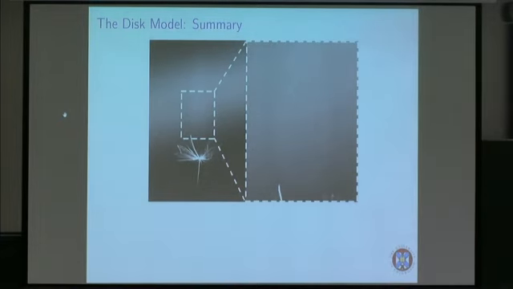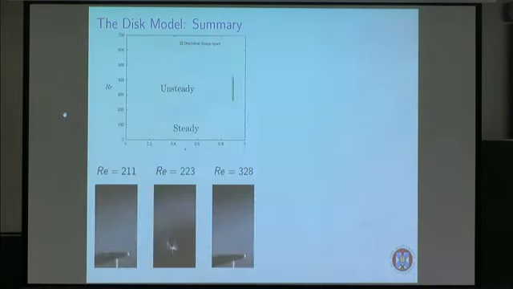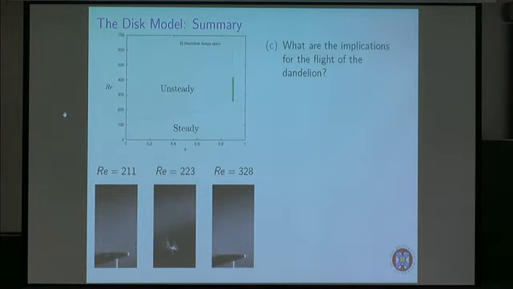But all previous models of the dandelion assume that each filament just acts independently. So, to summarize, can the filaments be treated as independent bodies? No, they act together. Is the filament's diameter the dominant length scale? I say no here, but obviously I should grant the reader that it's a Stokes-flow effect that I'm suggesting is causing this overall effect. But the dominant length scale in this problem, which gives rise to this vortex, is the Pappus diameter.